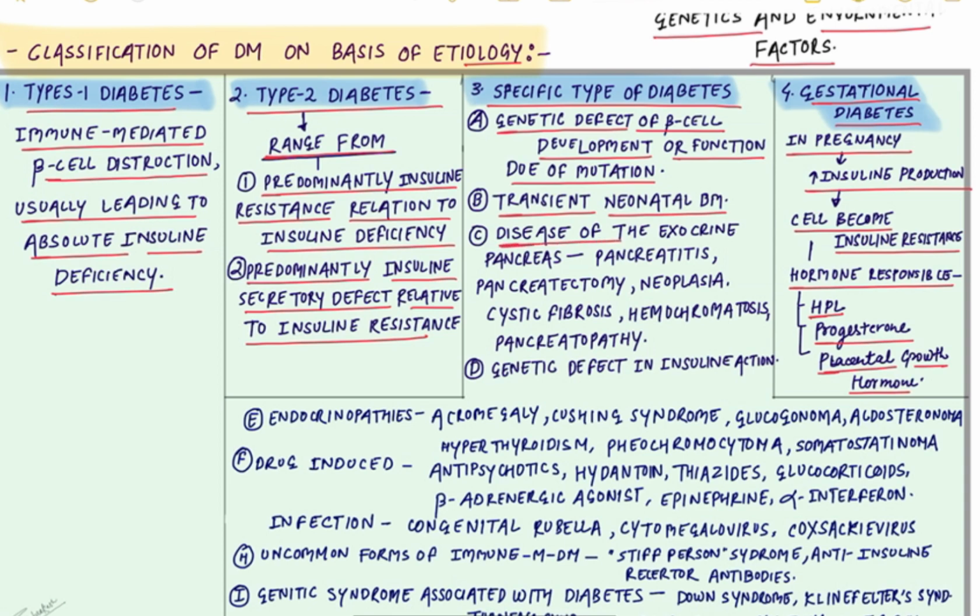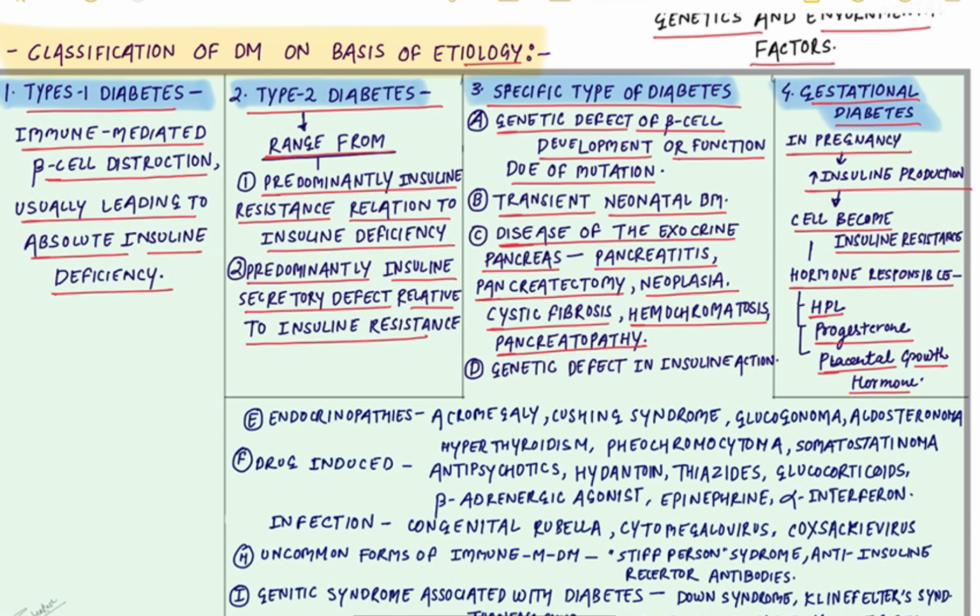Number 2 is due to disease of the exocrine pancreas, that is pancreatitis, pancreatectomy, neoplasia of the pancreas, cystic fibrosis, hemochromatosis, that is iron overload, or any other pancreatopathy.